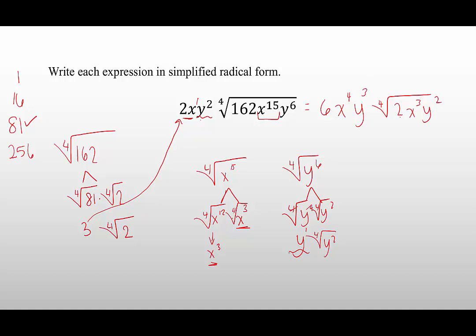Just checking the radicand, 2 has no perfect square factors besides 1. X cubed, nope, y squared, good to go. So I feel pretty good that we successfully simplified this radical.